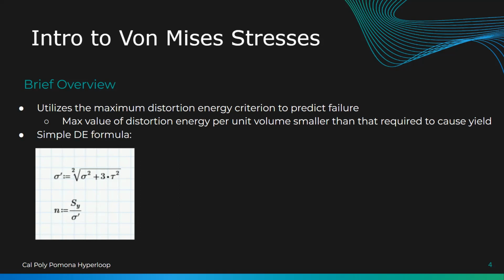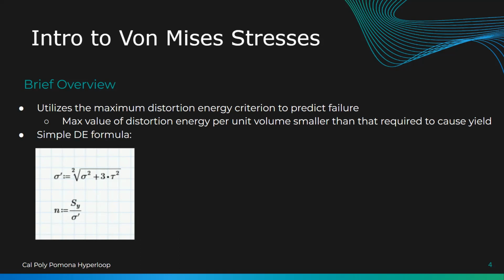As per their definition, von Mises stresses are a criterion, also called the maximum distortion energy criterion, which helps to predict failure of a body. It basically states the maximum value of distortion energy per unit volume. We know what density is, which is just mass over unit volume. In this case, it's the distortion energy per unit volume.